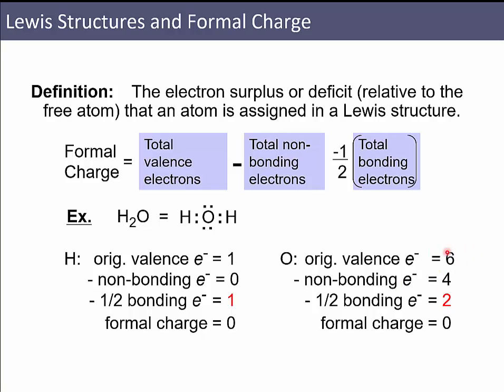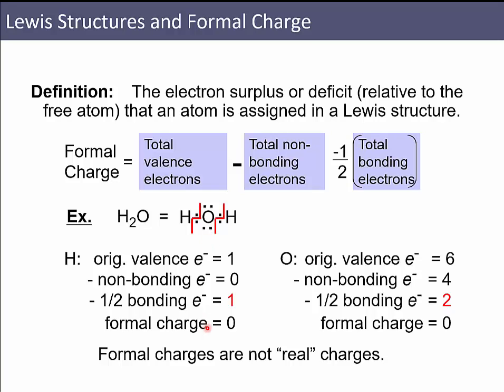On our oxygen, we're going to start off with 6 valence electrons. Oxygen comes in with 6. We've got 4 non-bonding electrons, 1, 2, 3, 4, and then half the number of bonding electrons. 1, 2, 3, 4 divided by 2 is 2. So it's going to be 6 minus 4 minus 2, and so oxygen will have a formal charge of 0. Each of the hydrogens has a formal charge of 0 as well. So you can see how they are sharing each of these electrons.